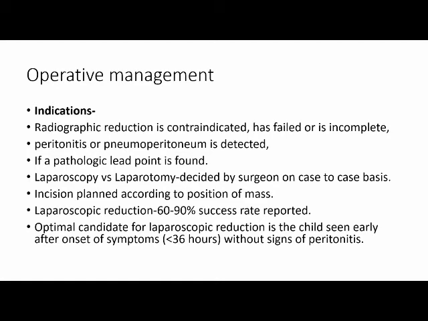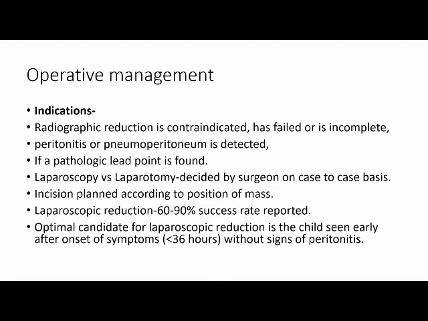Coming to the operative management, the indications: radiographic reduction is contraindicated, or has failed, or even if it is incomplete, and if there is evidence of peritonitis or pneumoperitoneum. And also if a pathological lead point is found, then directly you can go ahead with operative management. But what we prefer is that you can always try for a pneumatic reduction, and if it recurs, you can go for an operative intervention.